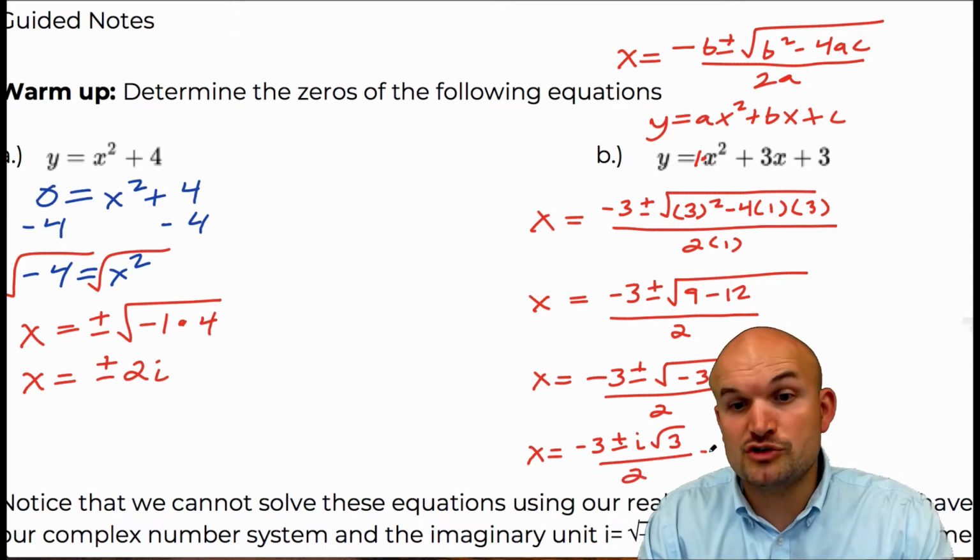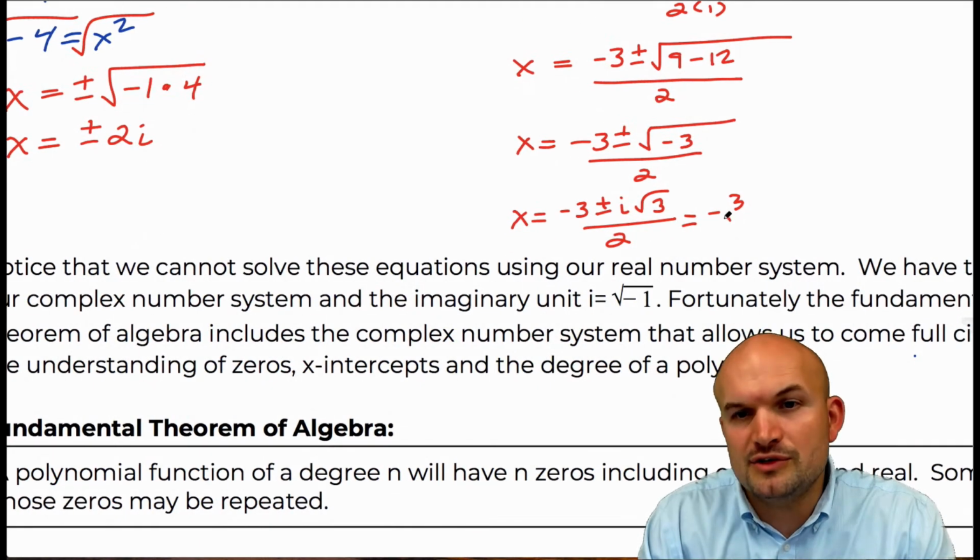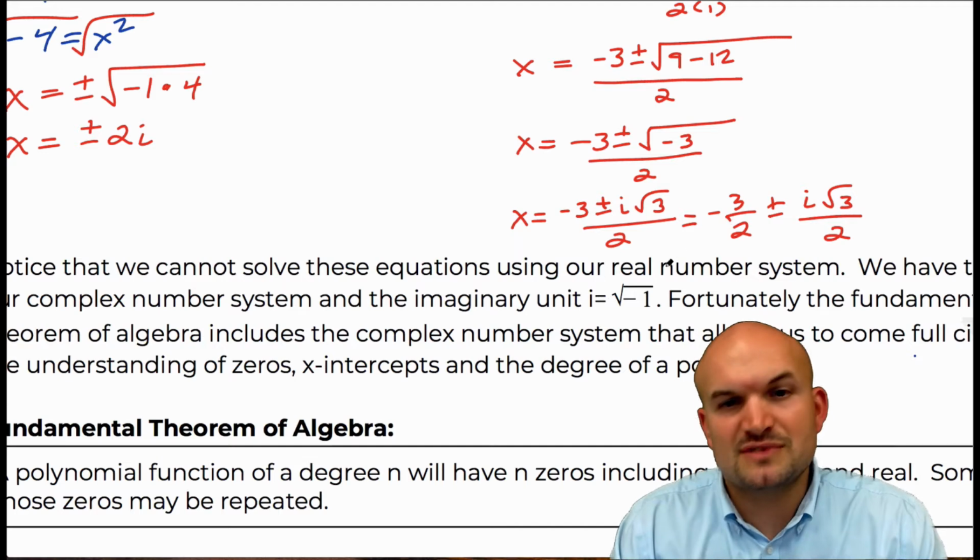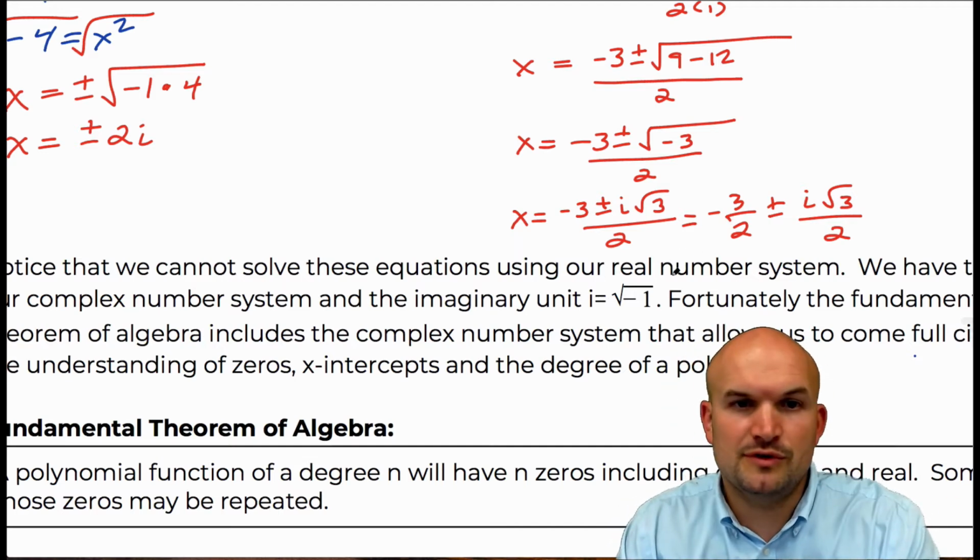Or we could also distribute that 2 to both of those terms. Then you could do -3 divided by 2 plus or minus i square root of 3 over 2. Okay? So that is, again, a quick little reminder of your complex numbers.